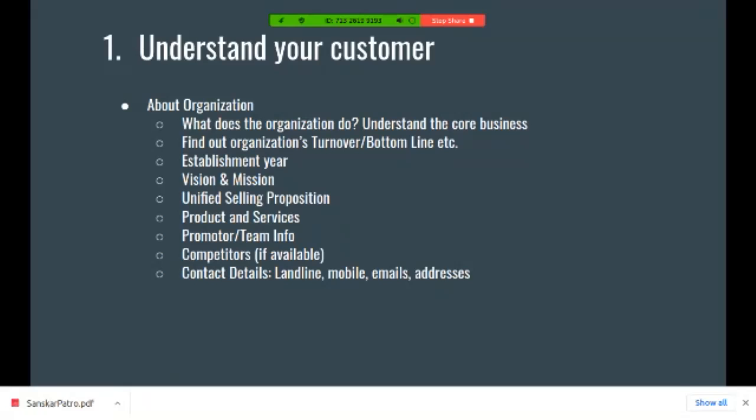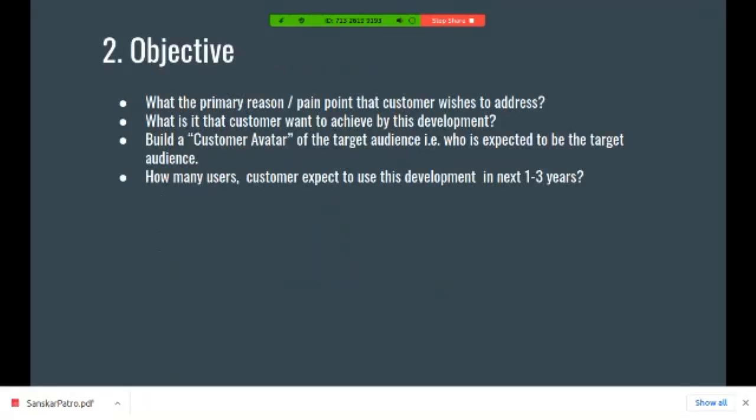Okay. So next, let's move to the second point, which is the objective. When you go out to a customer and you get a requirement that I need to build a website, it is a very open-ended thing, because the website could be an e-commerce website, it could be an information website or whatever. First of all, you need to understand the objective of the customer, why they want to build a website. For example, you can ask them what is the primary reason or pain point which you want to address by building this website.